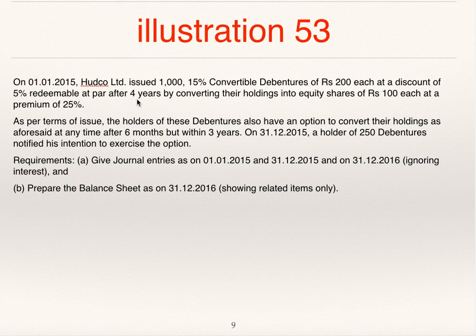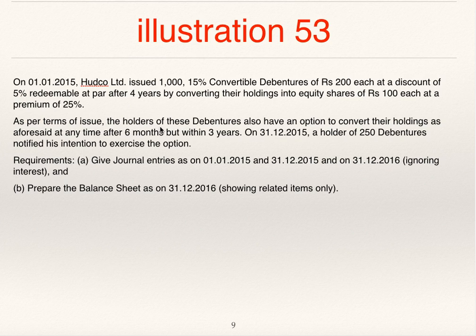Redeemable at par after 4 years by converting their holding into equity shares of 100 each at a premium of 25%. So it is getting converted into equity shares whose face value is 100, but it is getting converted at a premium. So issue price will be 100 plus 25% of 100. 100 plus 25, issue price will be 125.